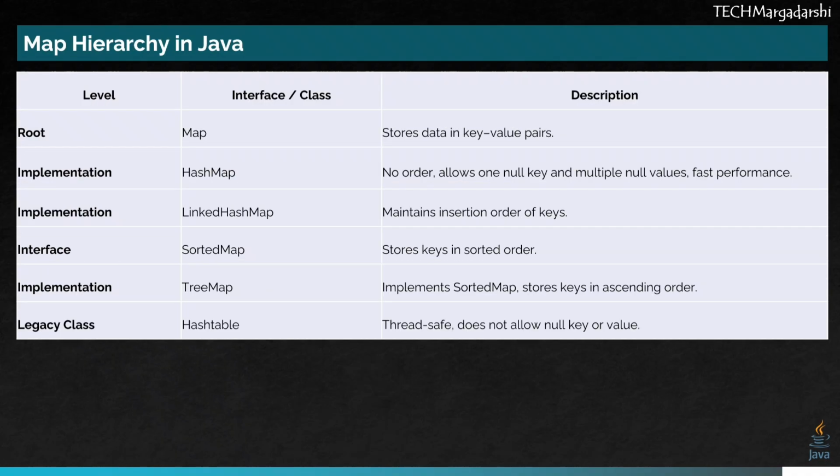At the top, we have the map interface, which stores data in key value pairs. HashMap is the most commonly used implementation and does not maintain any order. LinkedHashMap maintains insertion order, while TreeMap stores keys in sorted order. We also have Hashtable, a legacy class that is thread safe but does not allow null values. Understanding these implementations helps us choose the right map based on our requirements.